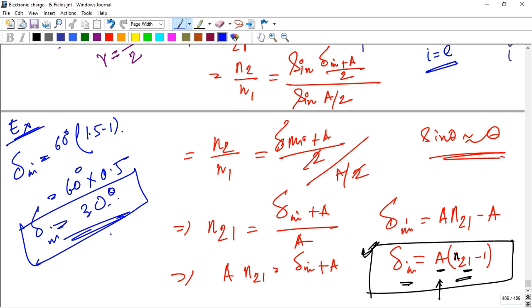So actually the concept implied here is that of a thin prism. If I consider a thin prism, it does not deviate light too much. So that's the concept of today's class.